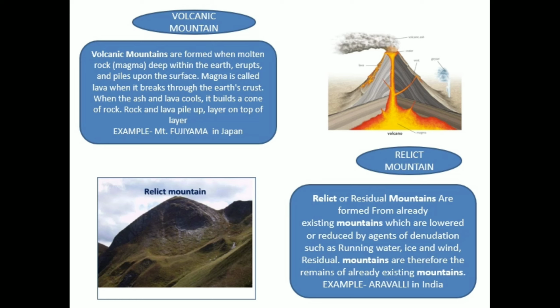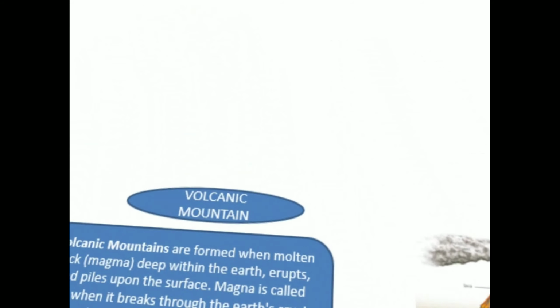Relict mountain. Relict or residual mountains are formed from already existing mountains, which are lowered or reduced by agents of denudation such as running water, ice, and wind. Residual mountains are therefore the remains of already existing mountains. Example: Aravalli in India.